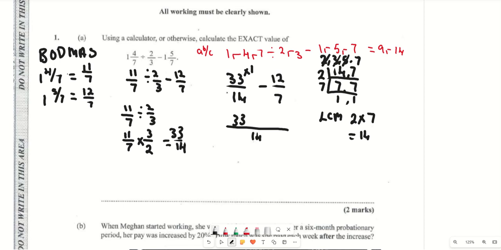How many times could 7 go into 14? 7 could go into 14, 2 times. So you multiply the numerator of that fraction by 2. So it's going to be minus 24. Right? 33 minus 24 is equal to 9. So my answer for this is going to be 9 over 14, which is the same thing that we got in our calculator. And this is how we would do our fractions manually.